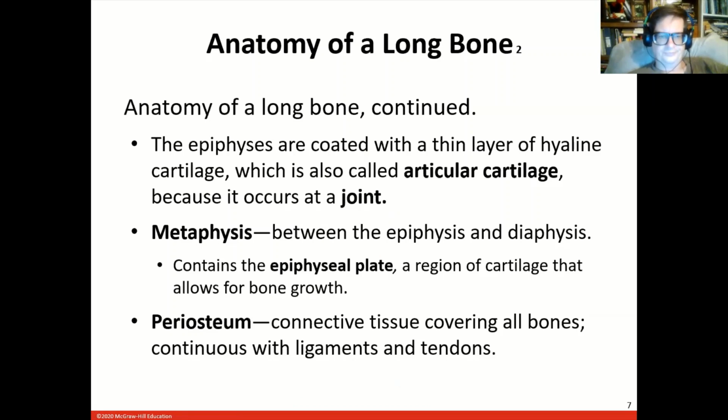Anyway, the epiphyses have a thin layer of hyaline cartilage. That's because they articulate. You have a joint, and you have one bone and another bone rubbing on each other, rubbing on the ends. You don't want bone rubbing on bone. That's super nasty, painful. Instead, the end of each one is cartilage. So we have a joint, and we have the hyaline cartilage where they articulate, where they rub against each other.